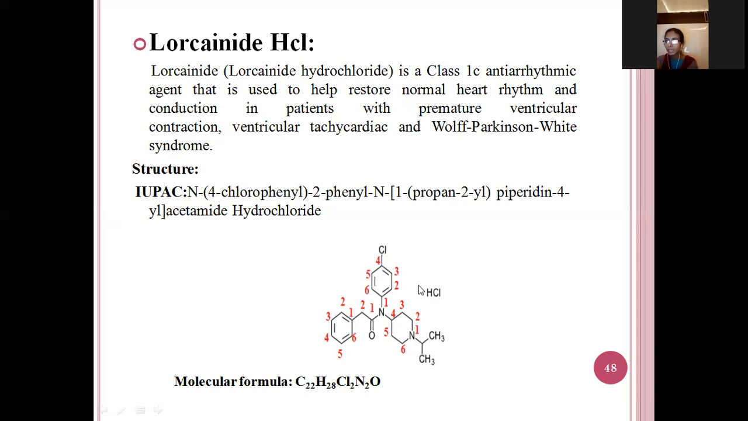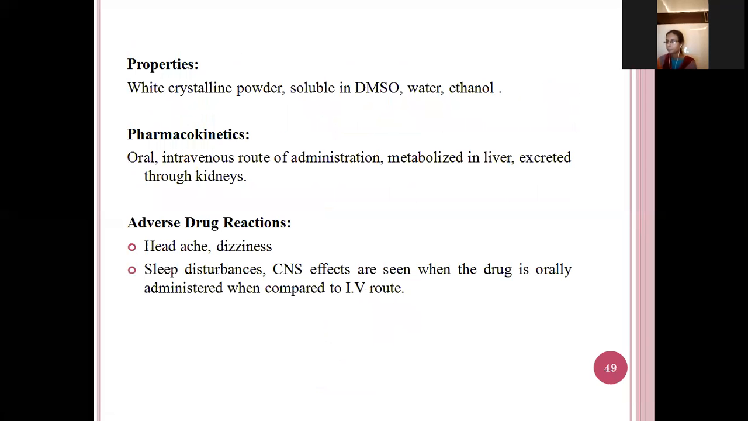And here 4-chlorophenyl hydrochloride. See here, 4-chlorophenyl, 2-phenyl and 1-propane, 2-yl, piperidine, 4-yl acetamide hydrochloride. So this is the structure and IUPAC name. And properties are, it is a white crystalline powder and it is soluble in DMSO and water and ethanol.